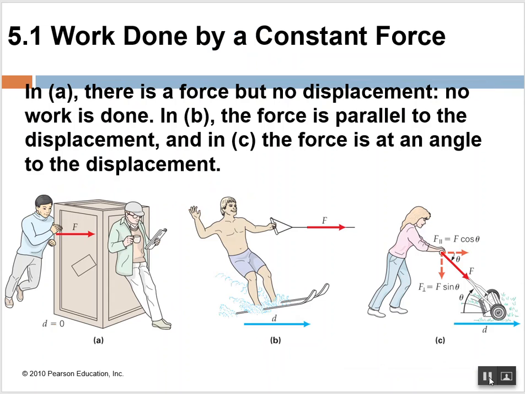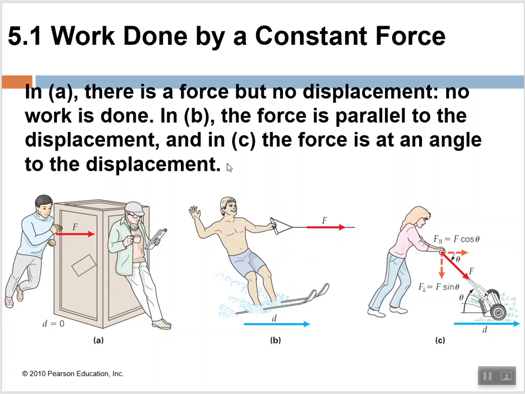So here are some examples. In A there is a force but no displacement. So in example A, there's no work being done because there's a force but the distance is 0. In our equation, force times distance would be 0. Anything times 0 is 0. In B, force is parallel to displacement. So we simply take the amount of force, or the tension of the string, times the distance that they were to pull the skier. So this is a really simple one, just force times distance.